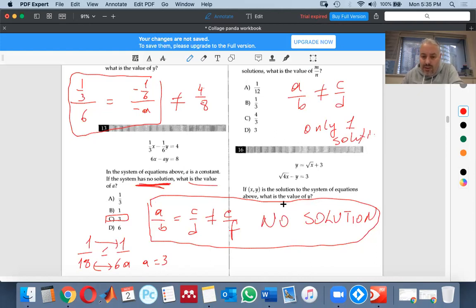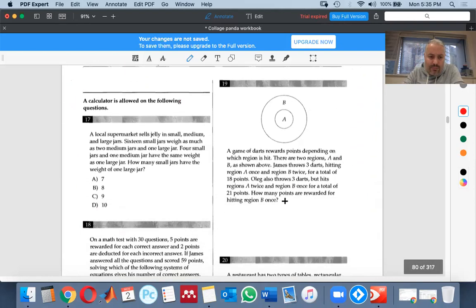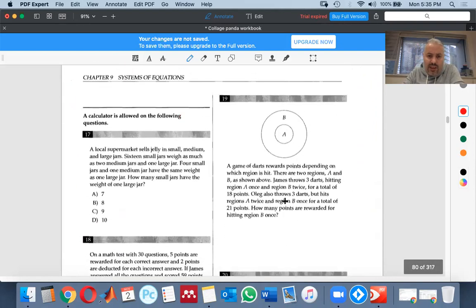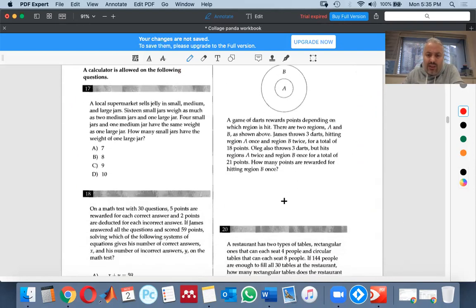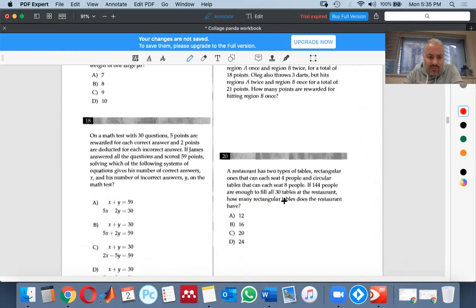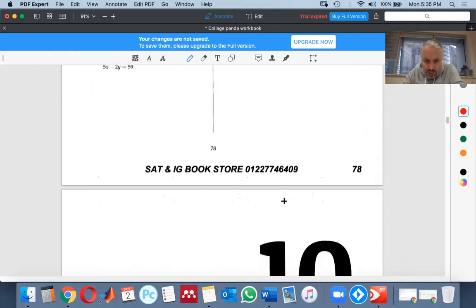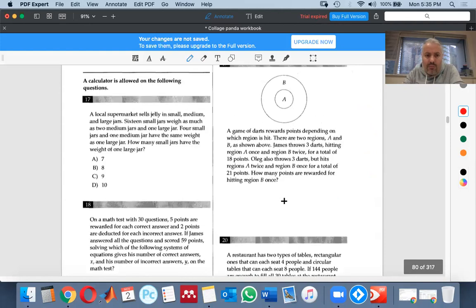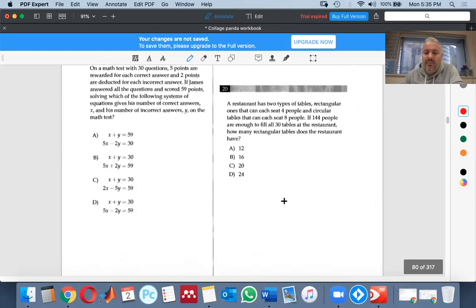For example, let us pass, no problem. Here it says you can use calculator. Since there are problems, we may have a look. Okay, let's have a look. Let's start from this. A restaurant has 2 types of tables.